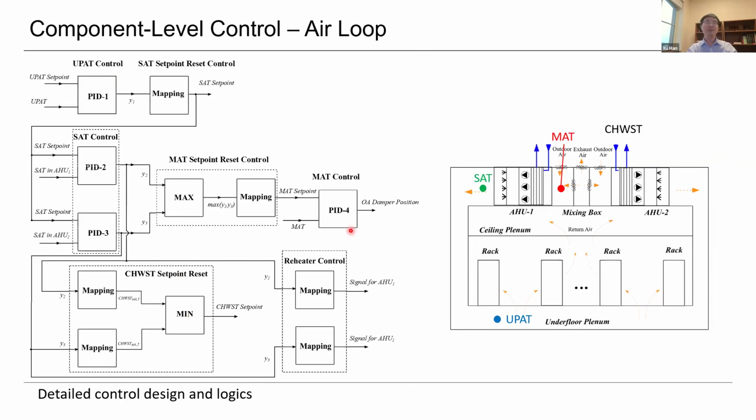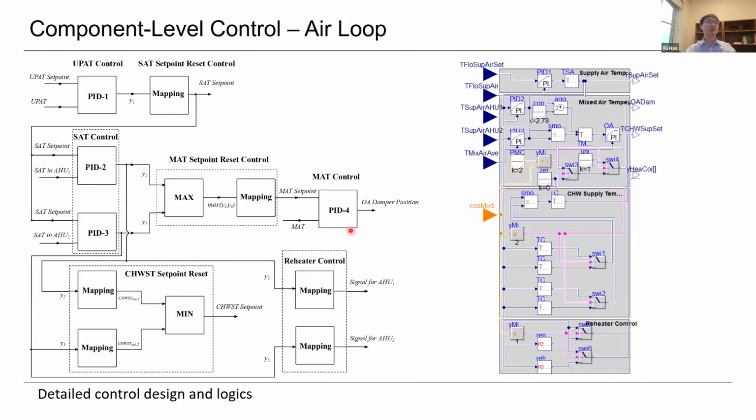So let's see how we implement this, okay? This is the control module we implemented for the air loop. It looks very complicated, but if we categorize this into four groups, you see the first one on the top will be the supply air temperature control module. And here is the mixed air control module. This is the chilled water supply temperature control module. This is the heater control, okay?